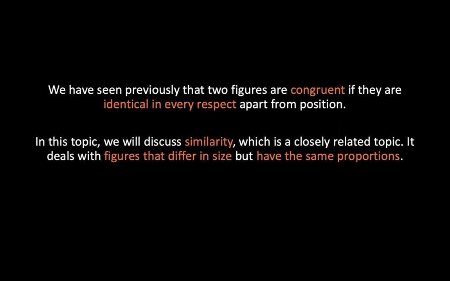Now we have seen previously that two figures are congruent if they are identical in every respect apart from the position. So what is congruency? It means when there are two shapes and the shapes exactly overlap each other, we can say that the shapes are congruent. Now, in this topic, we will discuss similarity, which is closely related to the topic. It deals with figures that differ in size but have the same proportion. Means the shapes look similar, but the size is different.